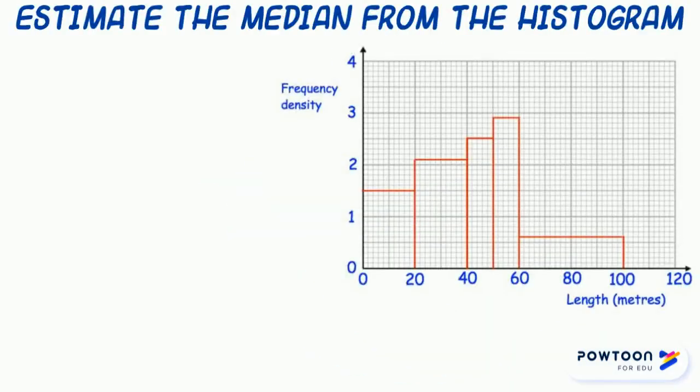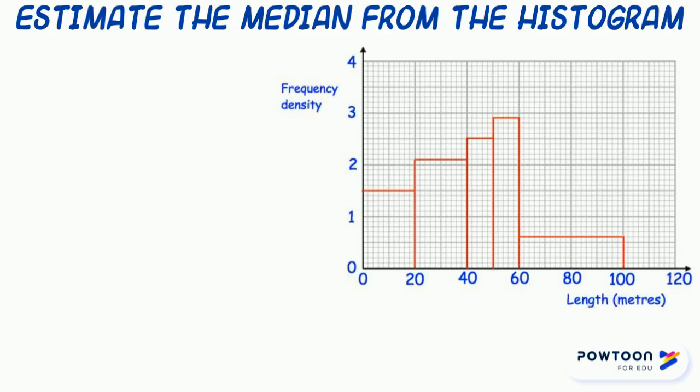In this example, you're given a histogram and you're asked to find an estimate for the median. We can't actually find the exact value because we're not given the exact data, we're just given a range of data by looking at our histogram. So that's why it's called an estimate. You can get asked why it is an estimate.